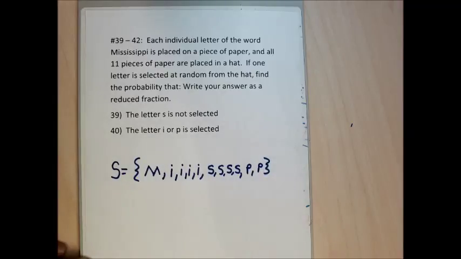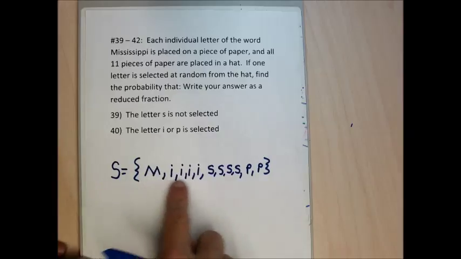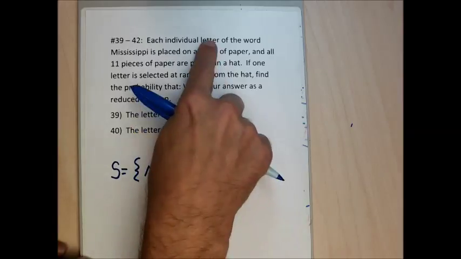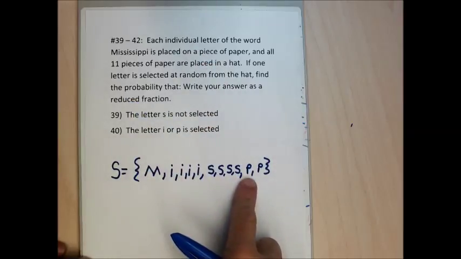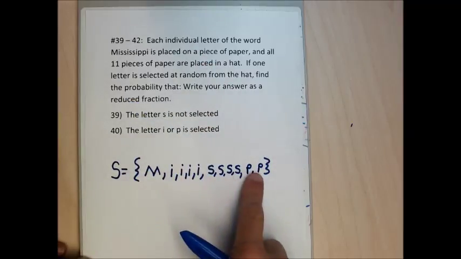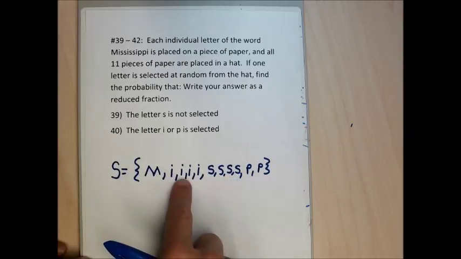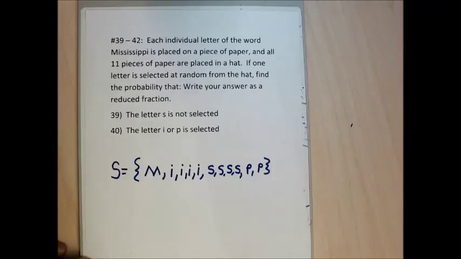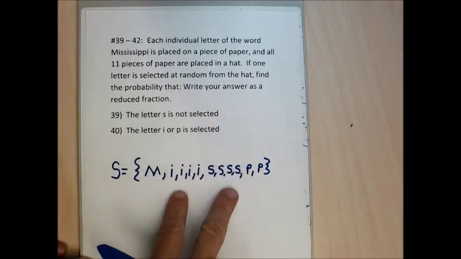There's 11 of them. When I go to answer a probability question, I know that the denominator is going to be 11 because I'm picking one letter from the word Mississippi that are each on a piece of paper in a hat. Each one of these letters is on a slip of paper. There's 4 slips of paper with S, 4 with I, and each slip of paper has an equal chance of being picked. When I go to answer a probability question, the denominator is going to be 11.